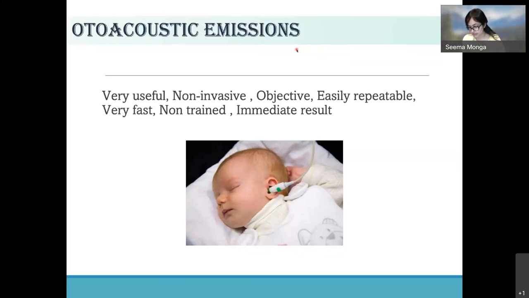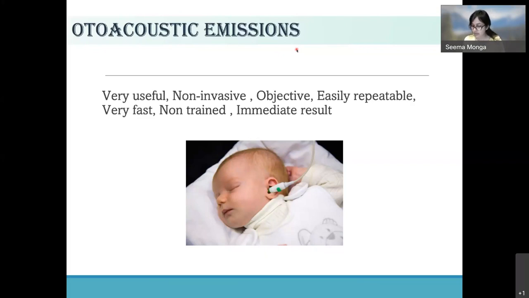Nowadays, you know that the government has made it mandatory that every newborn, before discharge from the ward, has to have OAE done. Why is it so? Because we want to do early screening of congenital hearing loss. The earlier we get to know hearing loss in babies, the earlier we can start rehabilitation. You all know cochlear implantation is done at a very early age, even at 6 months.